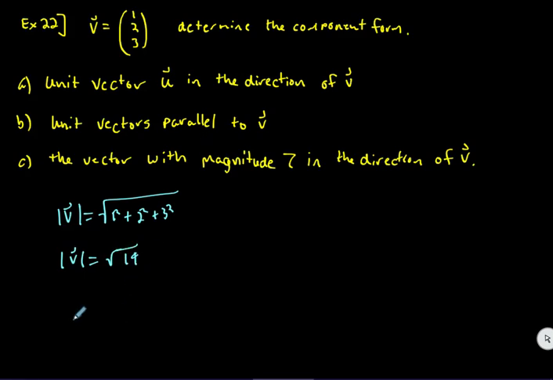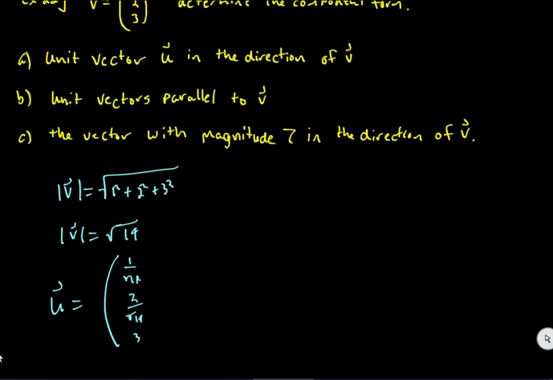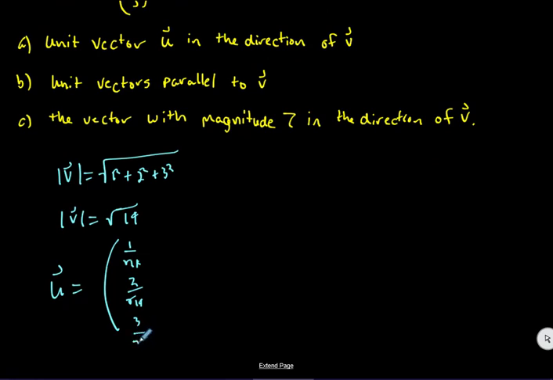So the unit vector u in that direction, once I scale it, is going to be 1 over the square root of 14, 2 over the square root of 14, and then 3 over the square root of 14. Good. That's the unit direction, the unit vector in the direction of v. So this is the unit vector. If you take the magnitude, that's going to be this.